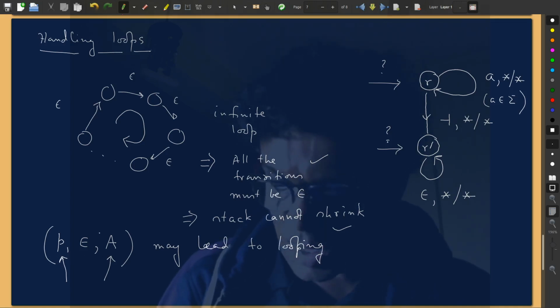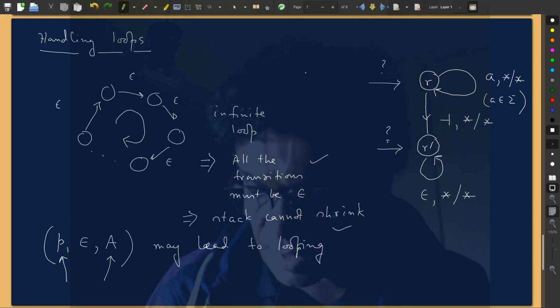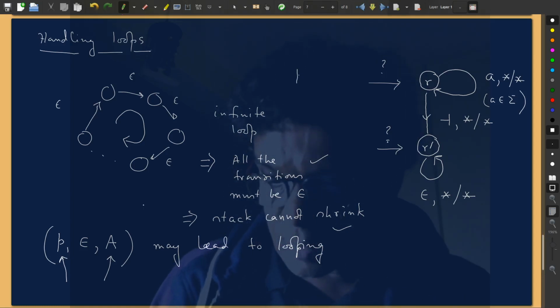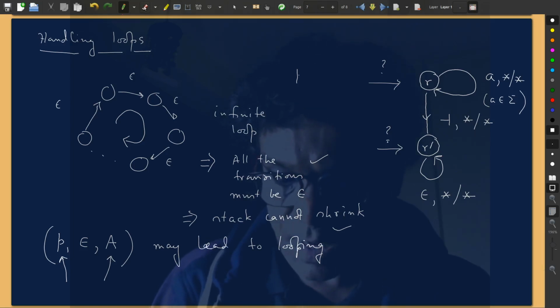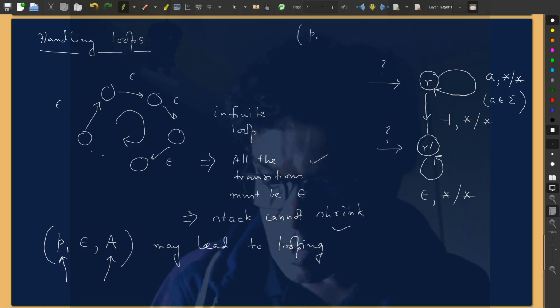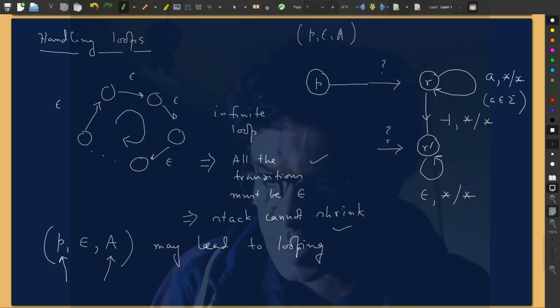And if I can detect some behavior like that, then what I will do: so I have something like this. This is a bad state which is involved in a loop. Then what I will do is make this epsilon transition go here.